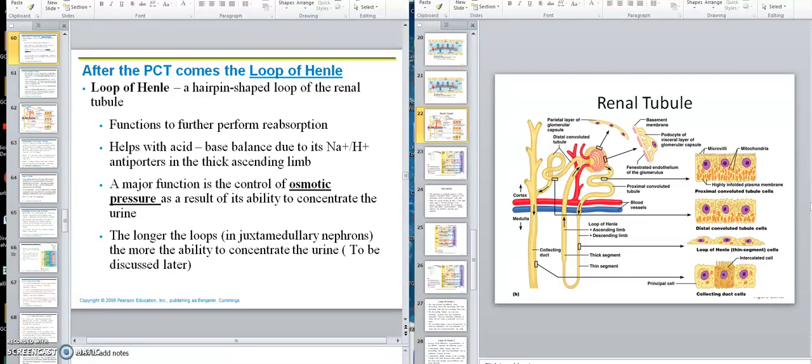Okay, class, we're back now, and we're ready to talk about the loop of Henle. Let's see what we already know about the loop of Henle, what we've come up with now. We said that there were three positions for nephrons: the outer cortical, mid-cortical, and juxtamedullary.